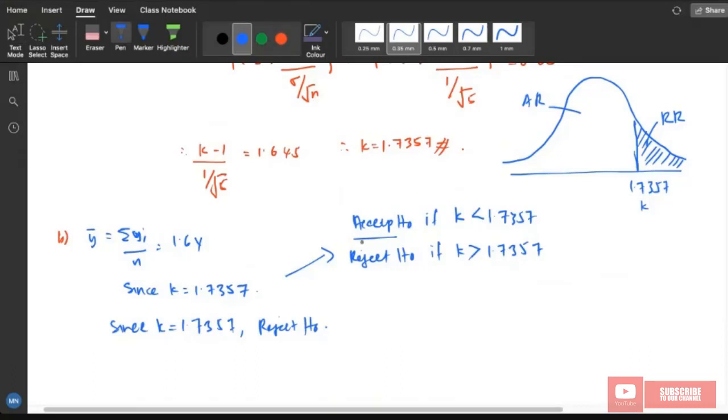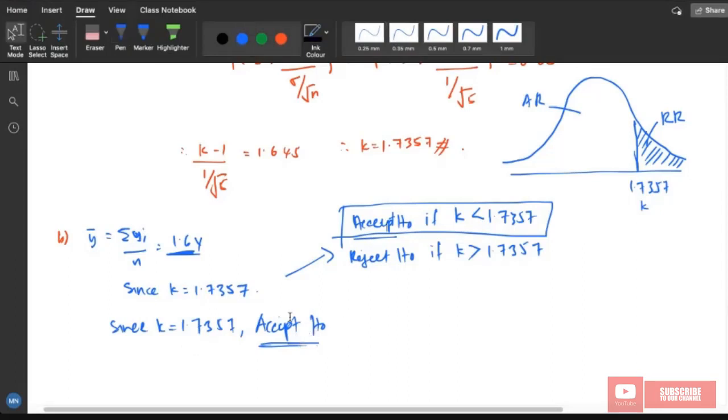We accept when it is less than 1.7. This is accept, right? That is correct. Okay, can you understand? If it is less than 1.7, we will accept null hypothesis. If it is more than 1.7, we will reject null hypothesis. So since Y bar is 1.6, less than 1.7, we will accept null hypothesis. So our decision is to accept null hypothesis.